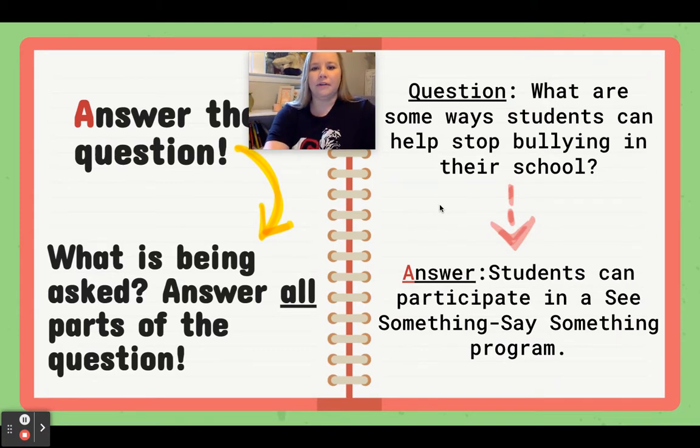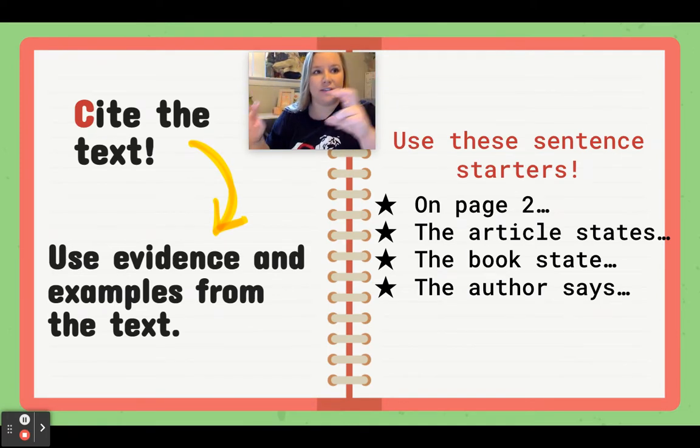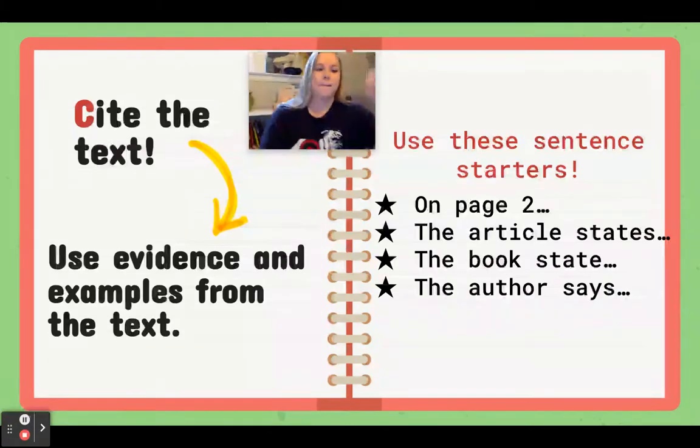So we've restated, we've answered, and now we're going to look at citing. Cite the text. So when you cite the text, you're going to use direct evidence and direct examples from the text. This means quotations. You're going to be using some quotation marks and quotes from the book. As you start to cite the text, you can use these sentence starters to help you out. So like on page 2, or the article states, or the book states, or the author says. Anything like that is going to introduce your quote so you're not just plopping it in the middle of a paragraph where it makes no sense.